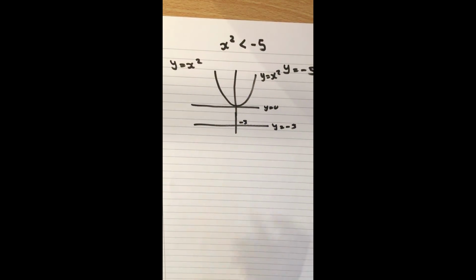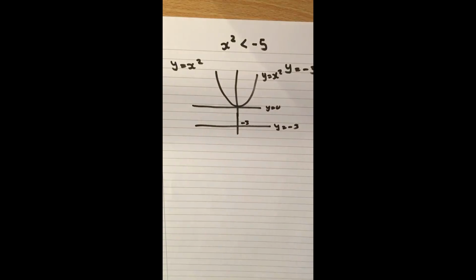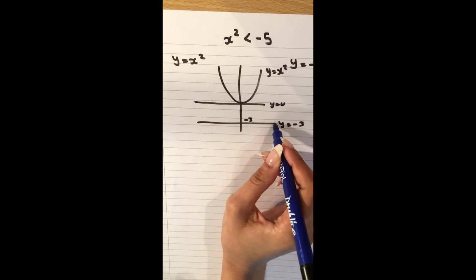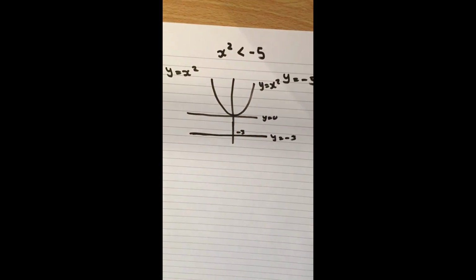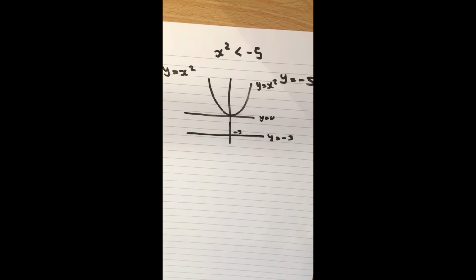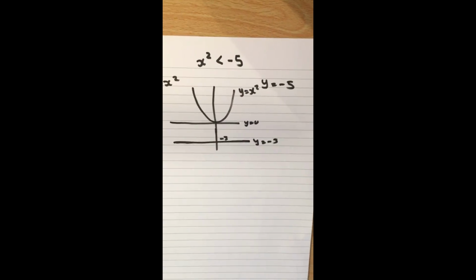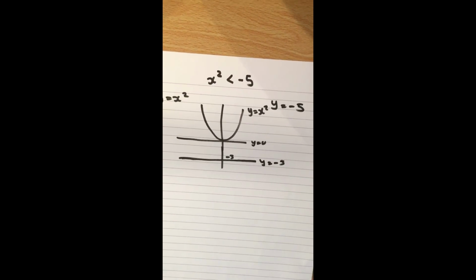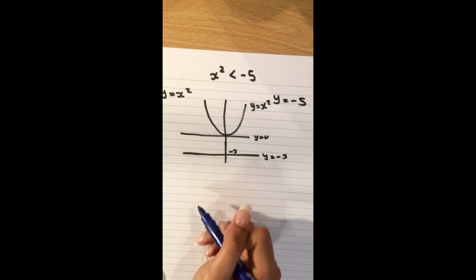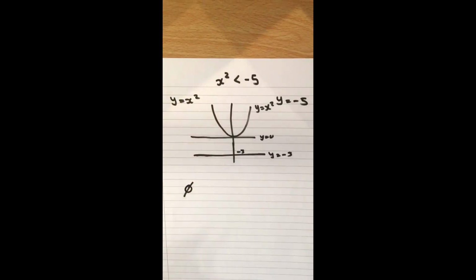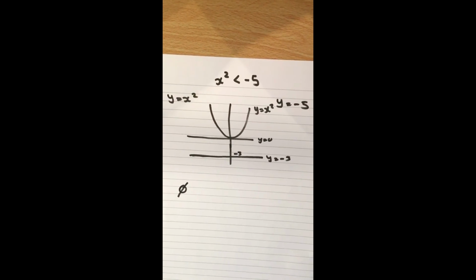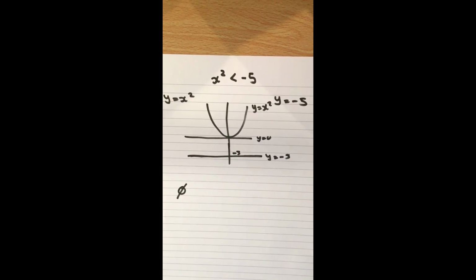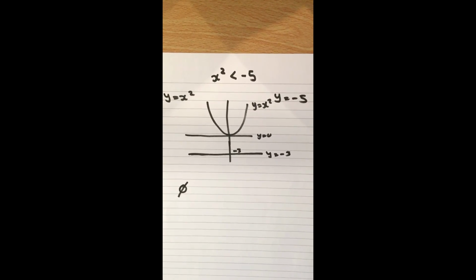We can see that at no point in the whole of the graph does x squared fall below the graph of y equals minus 5. So there are no solutions. We can say that there are no solutions, or the set of x values satisfying the inequality is the empty set, denoted like that. As learned in our previous chapters, our next chapter will show us how to solve these inequalities without graphs.